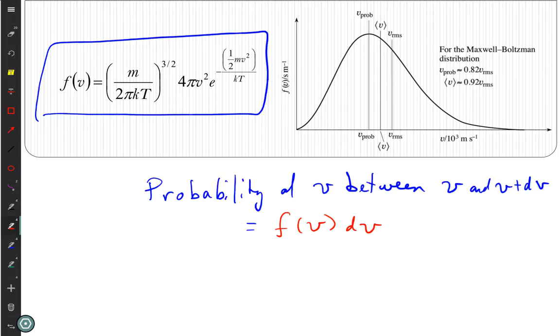It's the probability of being within a range, because if you have a continuous distribution, I mentioned this in class yesterday, the probability of having an exact value is vanishingly small, right? Probability of being between a speed of 300 meters per second and 300 plus 0.000001.